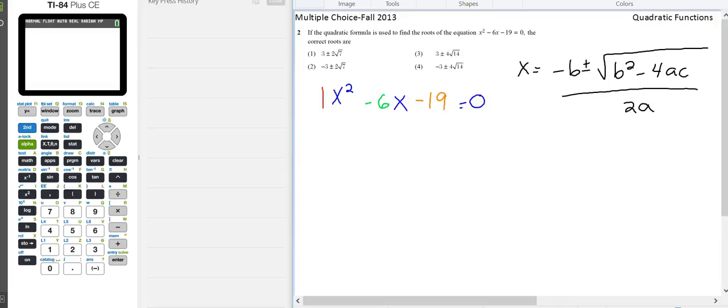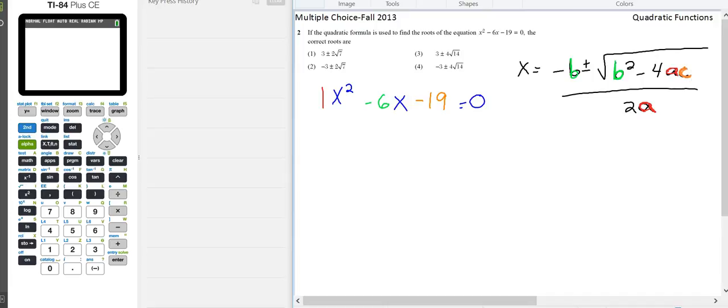So in our formula, we're going to plug in wherever we see an A, our value for A, which is 1. Wherever we see a B, we're going to plug in our value for B, which is negative 6. A number always comes with a sign before it. And wherever we see a C, we're going to plug in our value for C, which is negative 19.